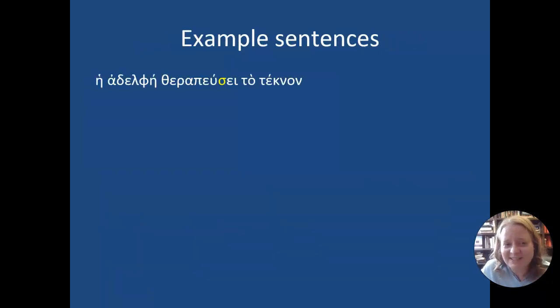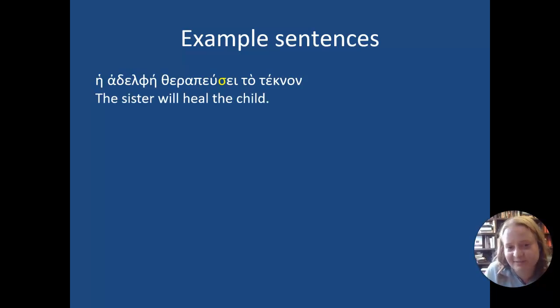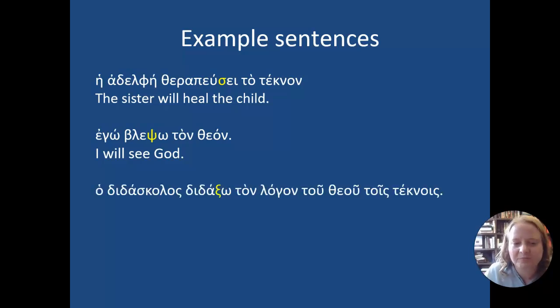Here are some example sentences. I feel like this is a tense you're going to be able to get behind because all of a sudden now not only can you talk in the present and the past, but you can talk in the future. So, he adelphe therapeusei to teknon. The sister will heal the child. That's all it is. That sigma is what lets you know. Ego blepso. You hear the p, s, ps. So two things have combined, a p and a sigma. Ego blepso ton theon, I will see God.